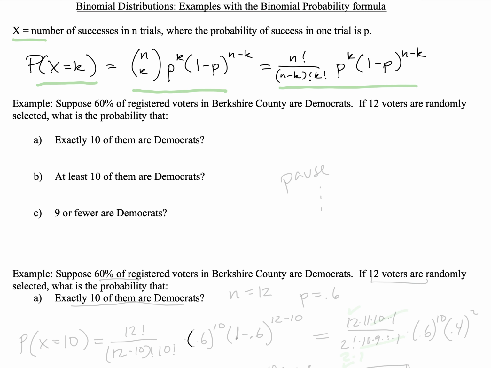So let's look at a couple examples. For the first one, suppose that 60% of registered voters in Berkshire County are Democrats. If 12 voters are randomly selected, find the probability of each of the following: A, exactly 10 of them are Democrats; B, at least 10 of them are Democrats; and C, 9 or fewer are Democrats. So I'd like you to pause and try those out, and we'll talk about them in just a moment.